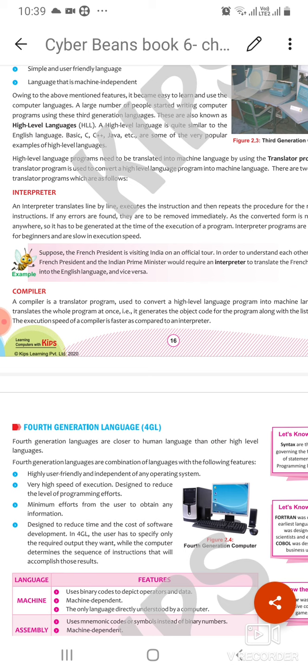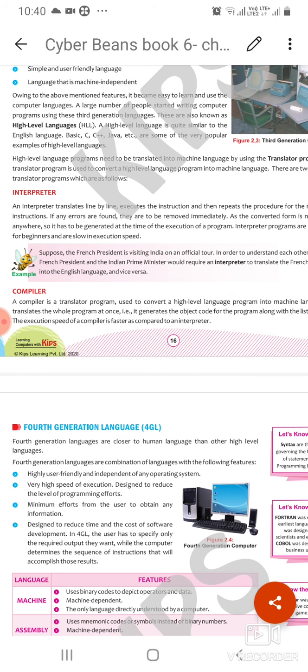A compiler translates the whole program at first, then it gives the output of the source program and the error code also. Programming languages like C, C++, Java use the compiler. So this is the difference between the interpreter and compiler.